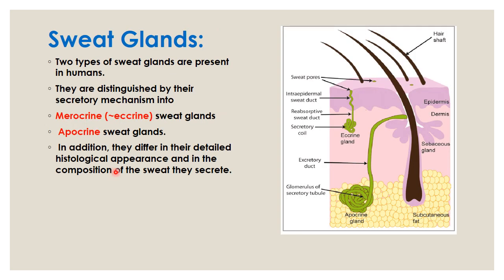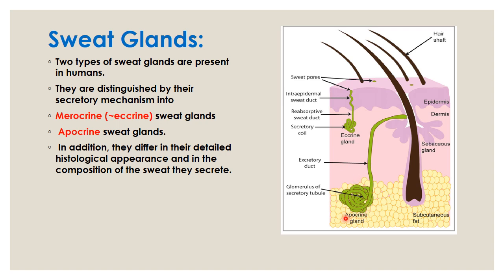The sweat glands are present in humans all over the body, and they are distinguished by their secretory mechanisms into the merocrine or eccrine sweat glands and the apocrine sweat glands. The two types of glands differ in their histological appearance, in the composition of the sweat they secrete, and the mode of secretion by which they secrete.